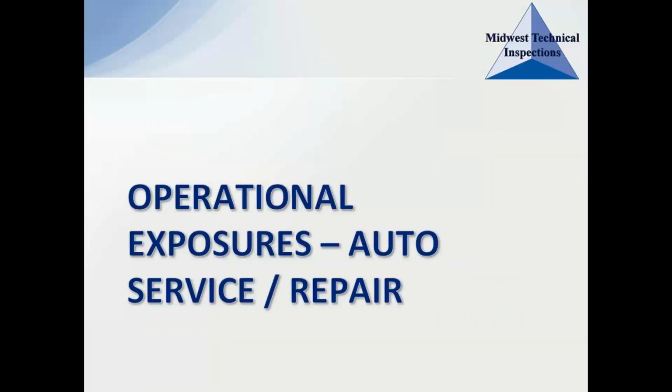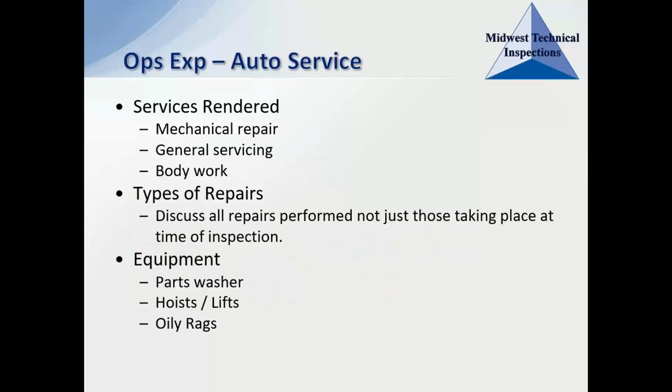The next item that we have is the auto service or repair. So for auto, we have 2 different sections. The first one is the auto service repair. The second section is sales or non-repair. So looking at the auto repair, the first thing we have to do is just identify what types of services do they actually perform. Because there's going to be different levels of concern depending on what they do.